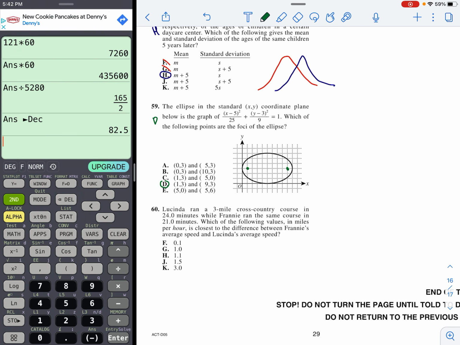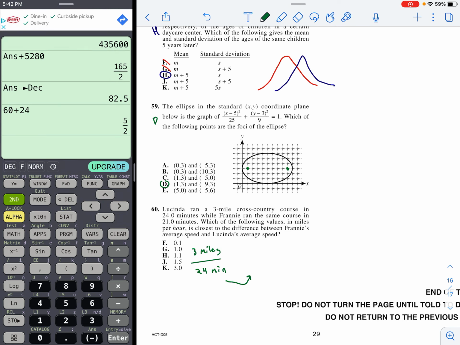Question number 60. Lucinda ran a 3-mile cross-country course in 24 minutes, while Franny ran the same course in 21 minutes. Which of the following values in miles per hour is the closest to the difference in their average speeds? So this is very similar to that other problem. If I want miles per hour in the end, I ran 3 miles in 24 minutes. Well, the way I'm going to get from 24 to 60 minutes to get miles per hour is to multiply by 2.5, 5 over 2. So I'm going to do 3 times 2.5.